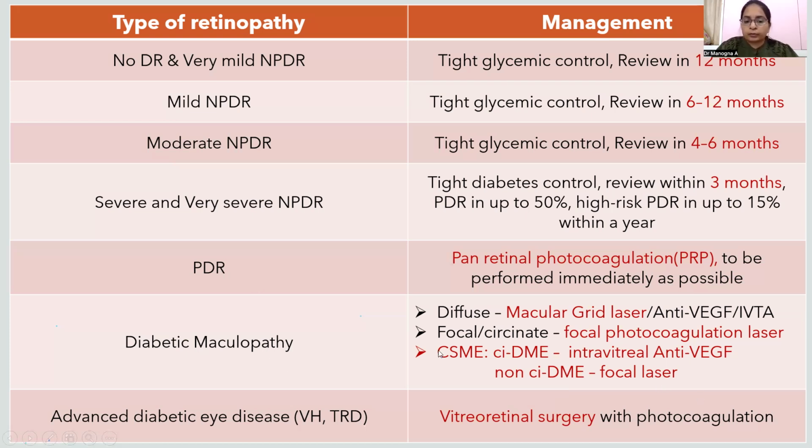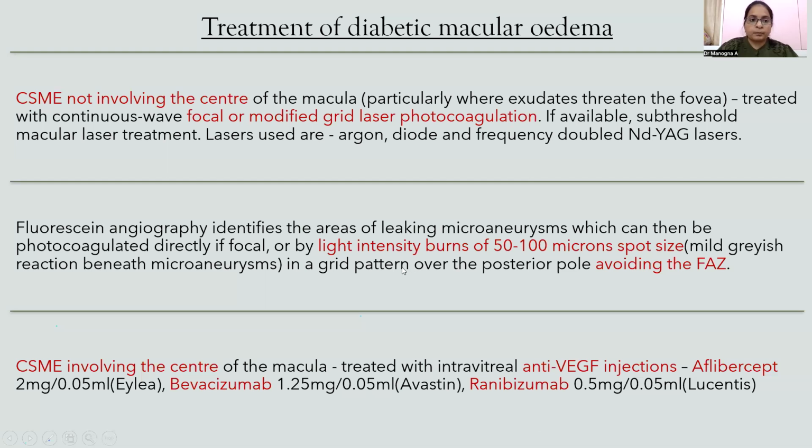In the entire treatment of diabetic maculopathy, anti-VEGFs are on the trend, and lasers are being taken over by anti-VEGF actually. Advanced diabetic eye disease, the last stage of DR, which contains vitreous hemorrhage and tractional RD: vitreoretinal surgery is the only option. There is no other treatment possible. So CSME not involving the center and CSME involving the center, you have to know. CSME not involving the center of the macula, you can treat with focal or grid laser photocoagulation.